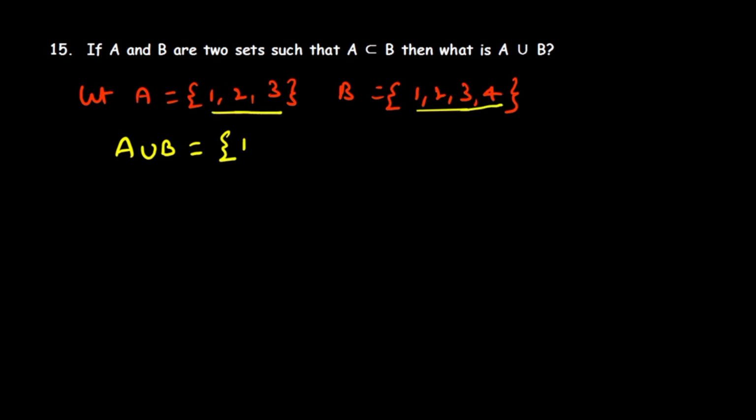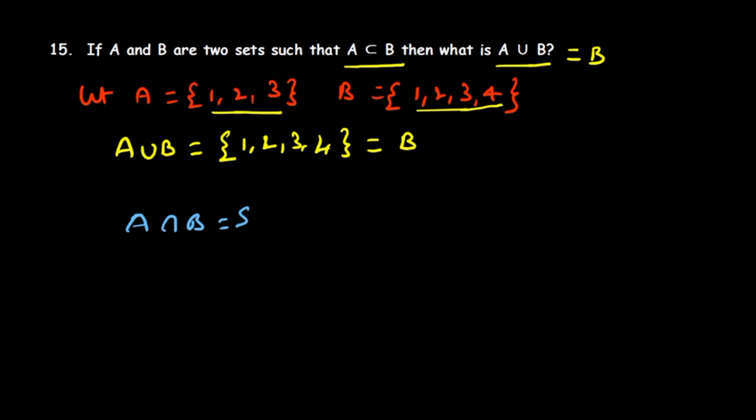Definitely I will get 1, 2, 3, 4. This 1, 2, 3, 4 is equal to set B. So what do I conclude? If A subset B, then A union B is equal to B. In the same question, if they are asking what about A intersection B? If A subset B, then A intersection B means we get only the common elements, that is 1, 2, 3, that equals A.